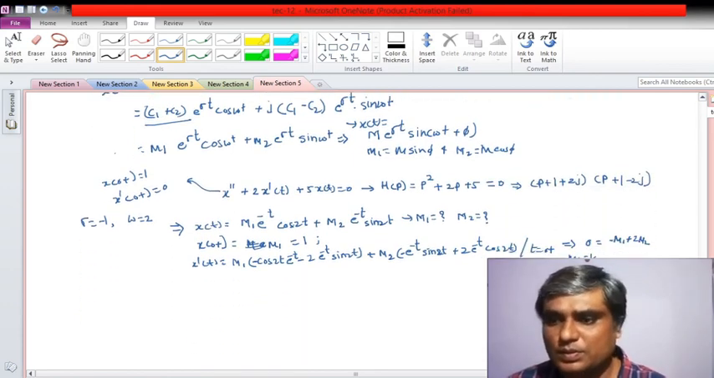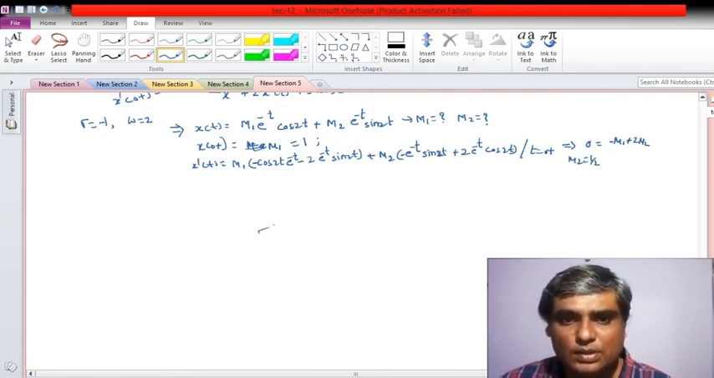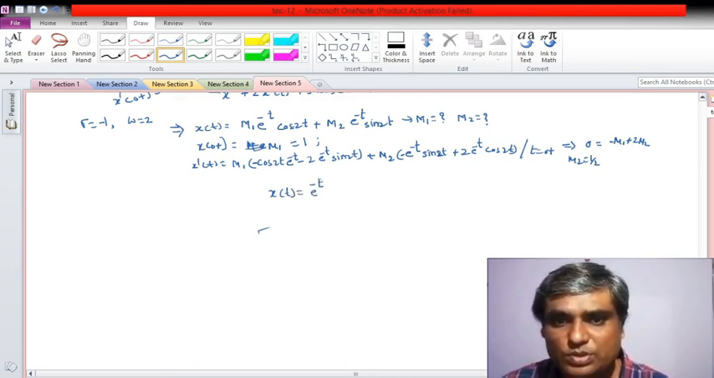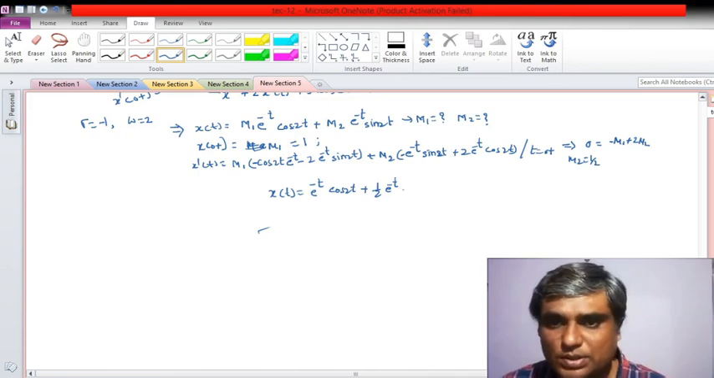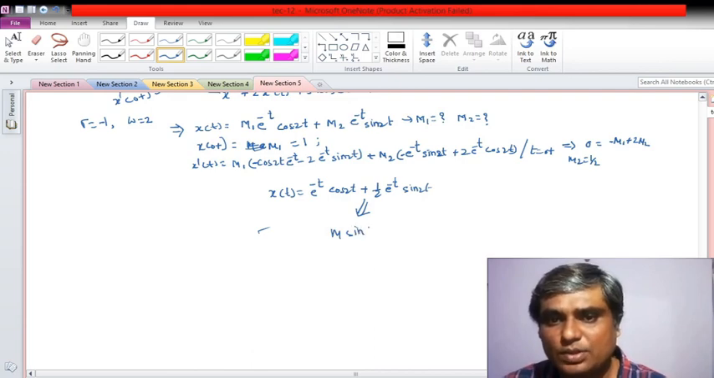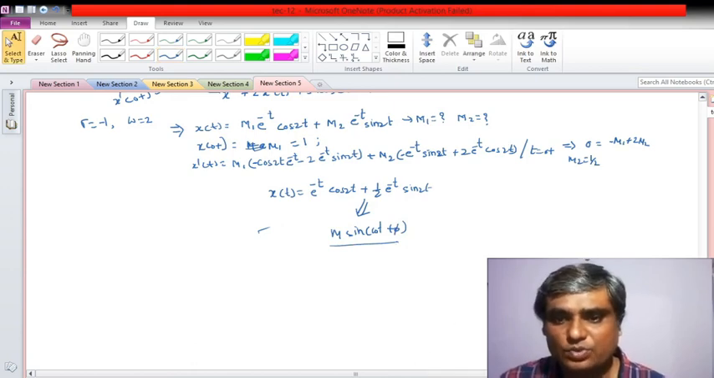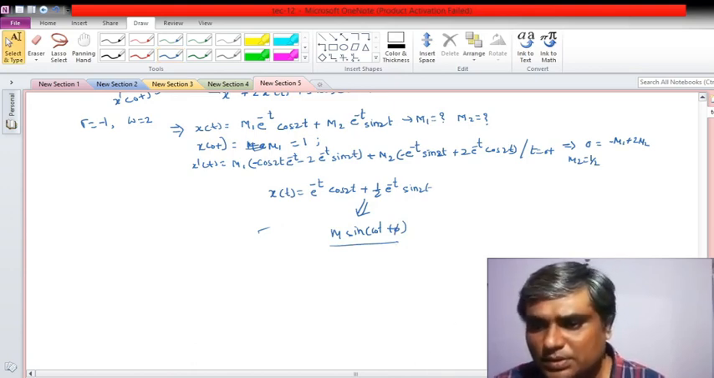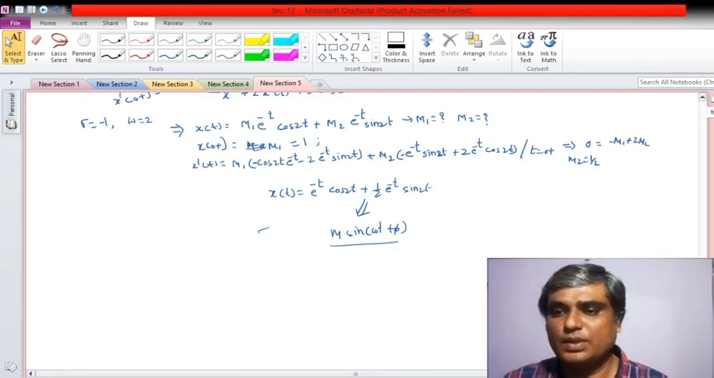So what next? Your x of t you can write as e^(minus t) cos 2t plus 1 by 2 e^(minus t) sin 2t, because m1 is 1. And again, if you want, you can convert it into the form m sin(omega t plus phi) also. This way you can solve for the third case. Okay, now we stop today. In the next class, we will see the solution of the non-homogeneous ordinary differential equation. Thank you.